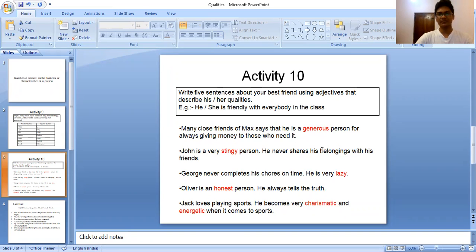To help them out. John is a very stingy person. He never shares his belongings with his friends. Okay, so as I said before, stingy means he never shares. George never completes his chores on time. He's very lazy. Okay. Oliver is an honest person. He always tells the truth. Jack loves playing sports. He becomes very charismatic and energetic when it comes to sports. So Jack becomes really positive. When it comes to sports, he just lights up, and he really wants to do it. So that makes him charismatic and energetic. Okay, moving on.